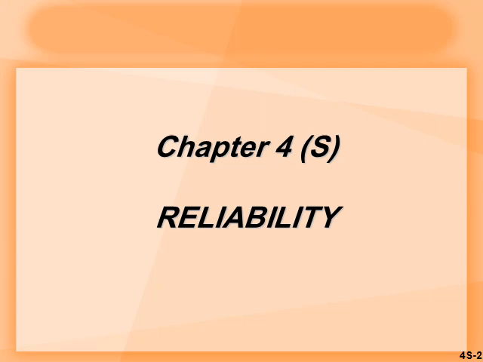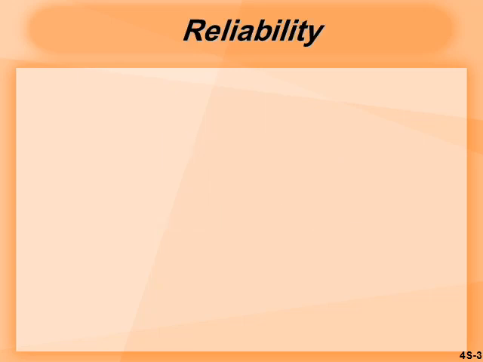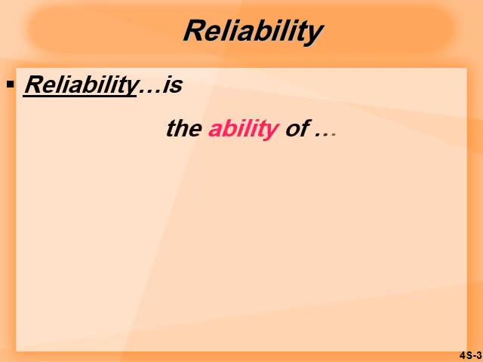Today we will talk about reliability. It is one of the measures of product quality. What do we mean by reliability? A reliable person is able to perform any assigned task. So by this, we can define reliability as the ability of what?